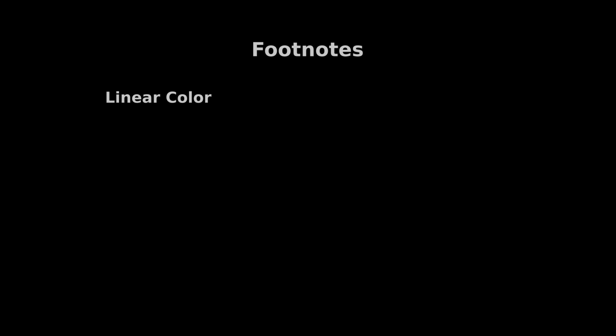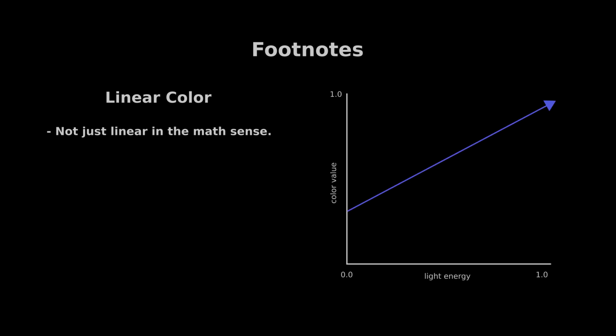And the first thing that I want to say is that linear color does not just mean linear in the math sense. If you're a math person, you would recognize that this graph is of a linear function, right? This line here is obviously linear, but this line does not touch the origin at 0, 0. And so in the world of color and visual effects, this is not considered linear color any more than, for example, this would be, right?